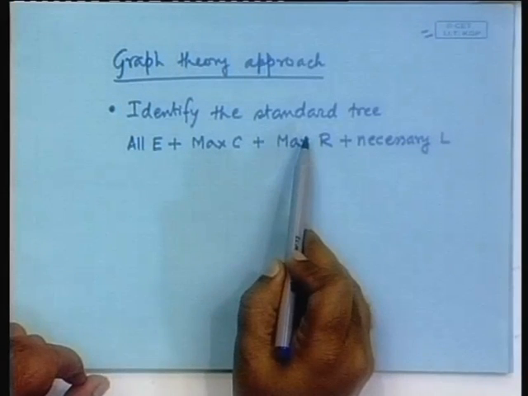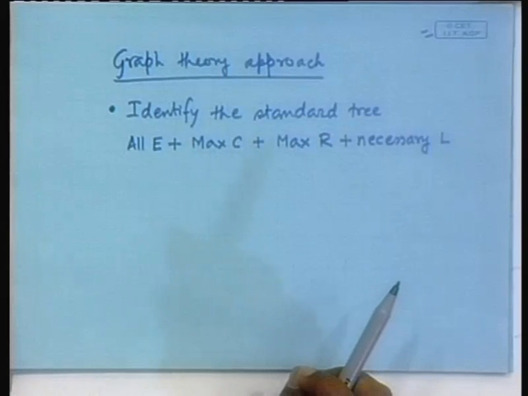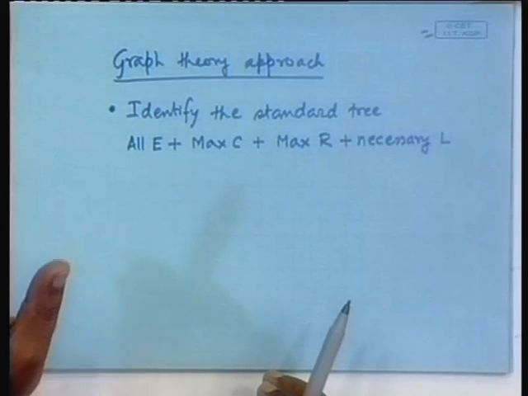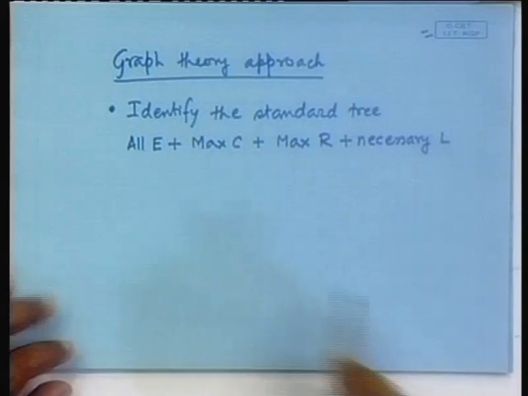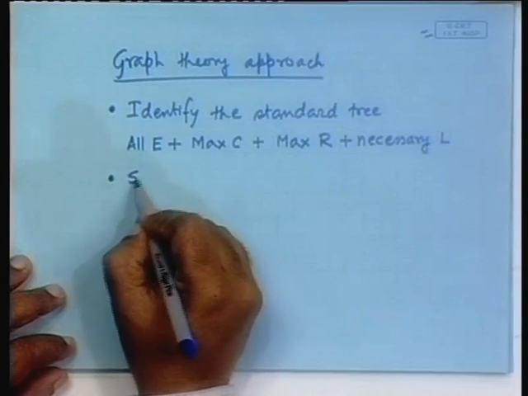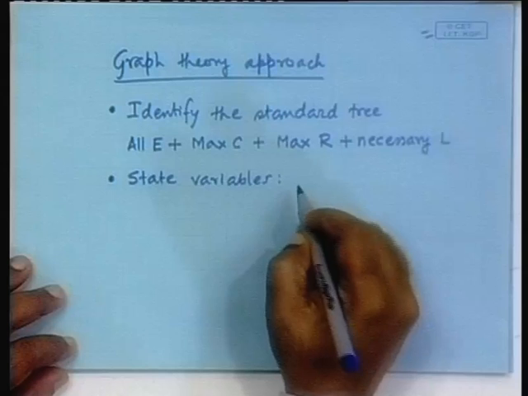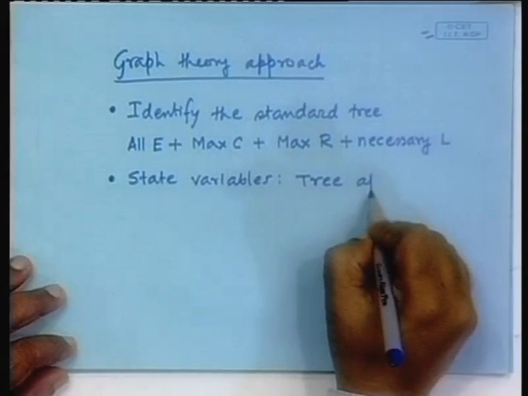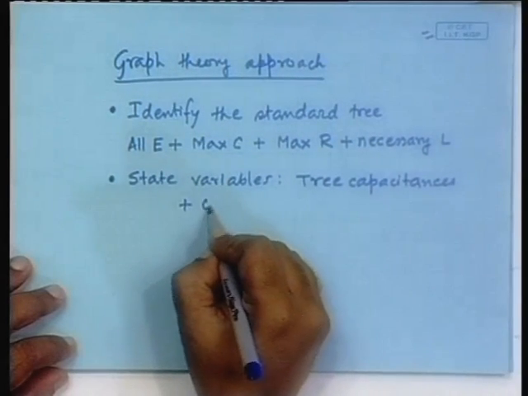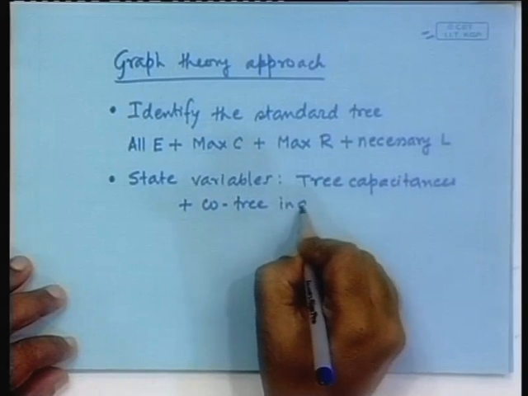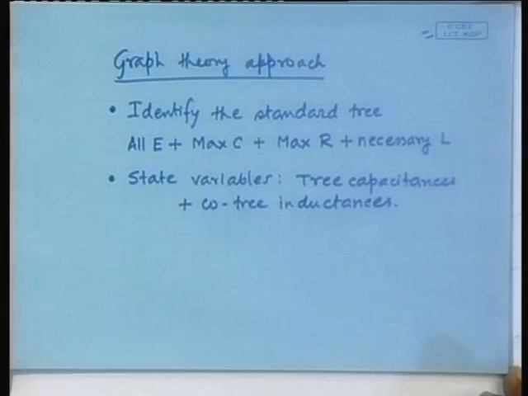Once we have identified the standard tree, then there will be a co-tree, and immediately we can identify the state variables as the voltages across the tree capacitances and the currents through the co-tree inductances. So, that is it. So, we have identified the state variables.